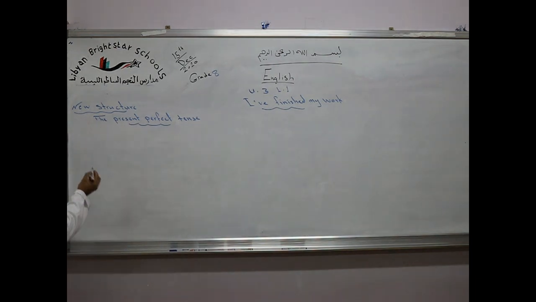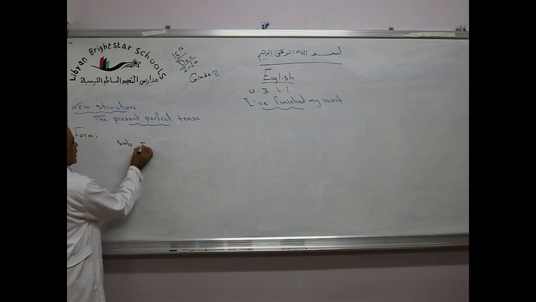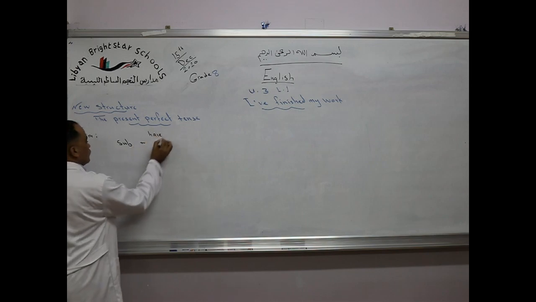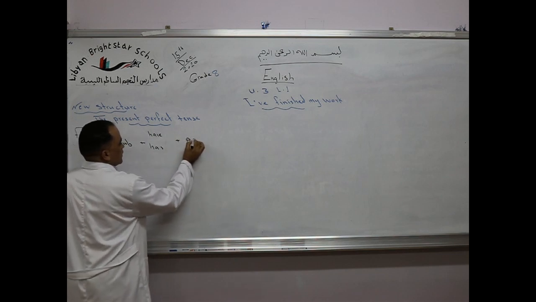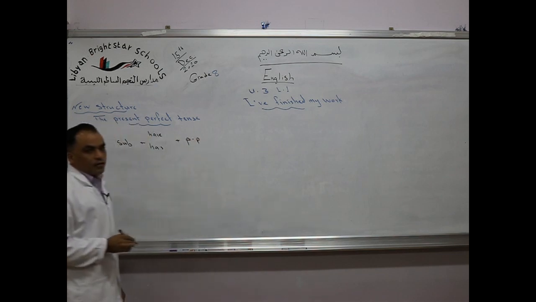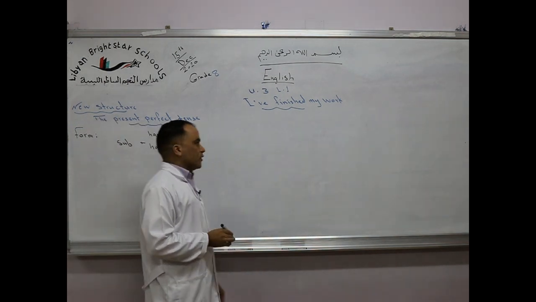Form, the present perfect tense formation. Subject plus have or has plus past participle, or the third form of the verb, or the third conjugation of the verb.